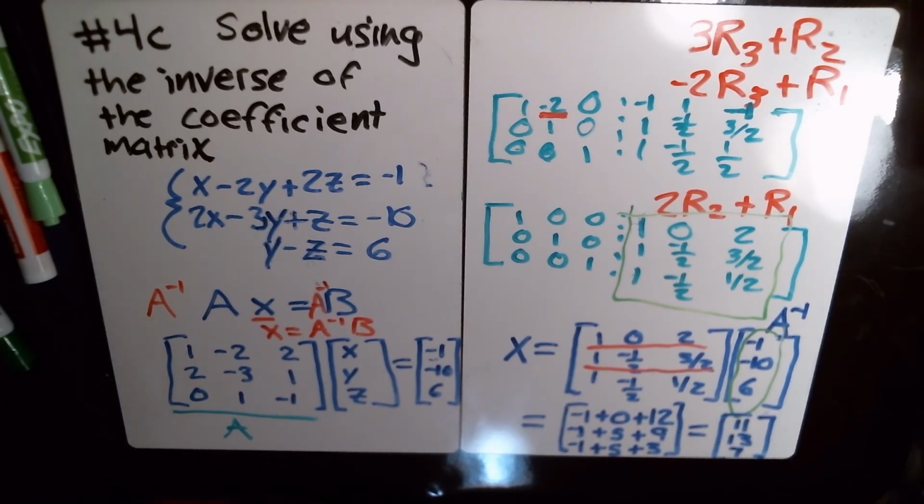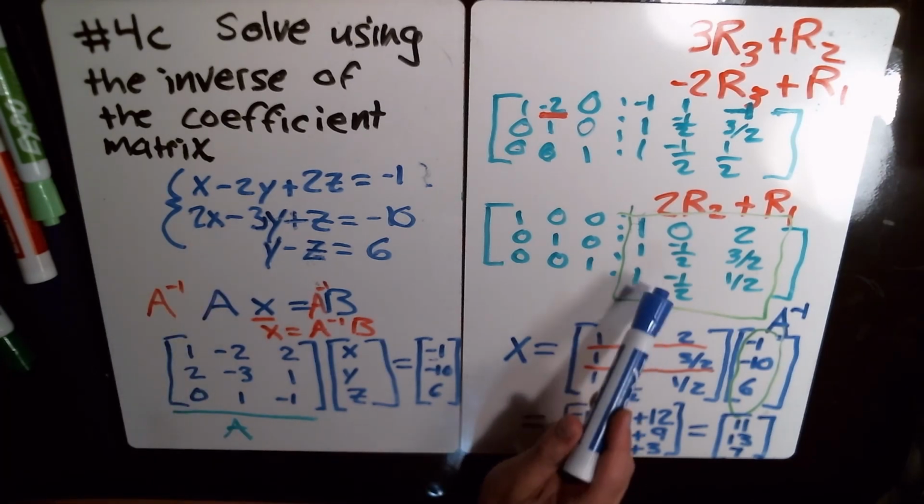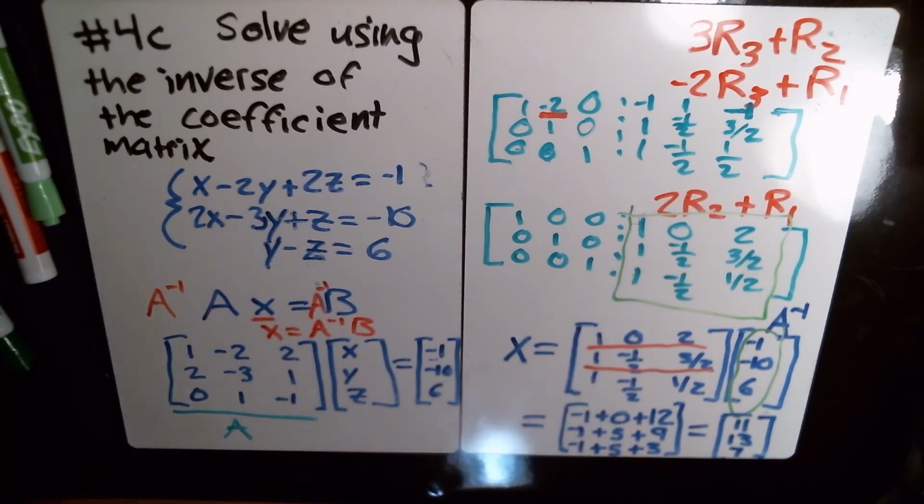So you'll notice this is a very efficient way of solving this system if you know the inverse, right? And if you don't, finding it is almost just as much work as solving it using Gaussian elimination. But if you do have the inverse matrix, this is a much more efficient way of going about it. So hopefully that kind of helps with that.